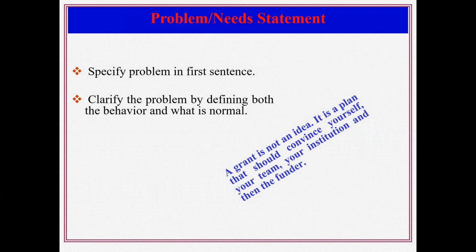You remember these two points also. Specify the problem in the first sentence. Clarify the problem by defining both the abnormal model and the normal model. Remember that a grant is not an idea. It is a plan that should convince yourself, your team, your institution, and then the funder.